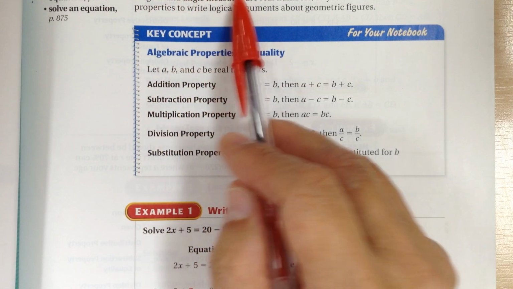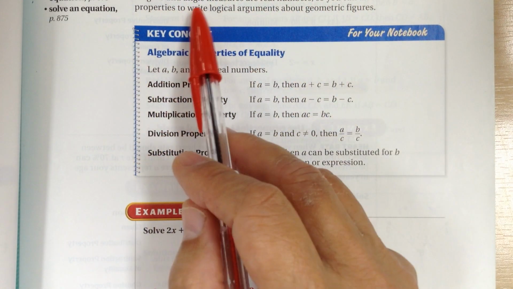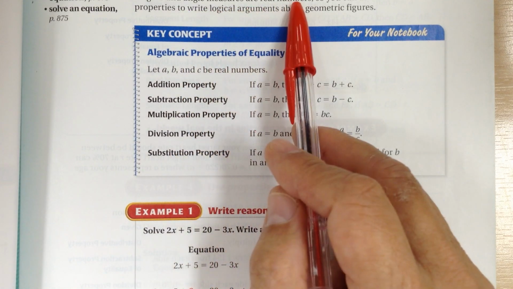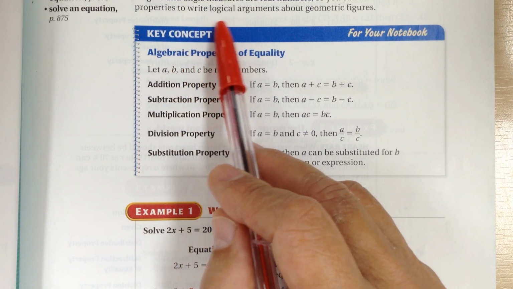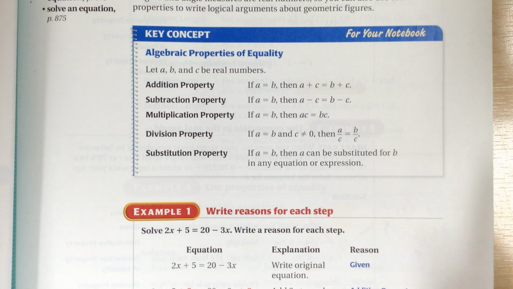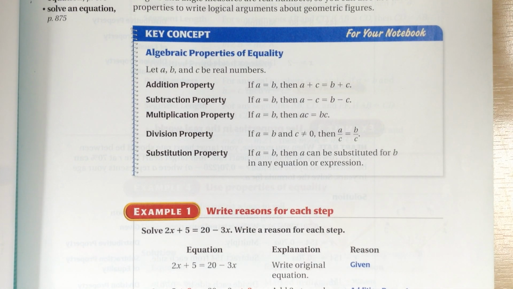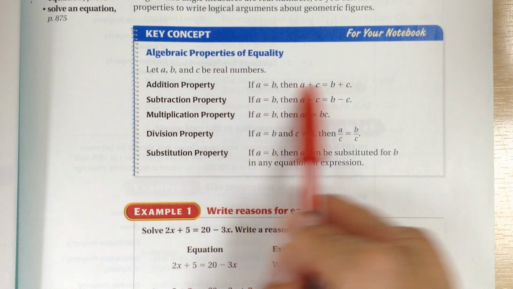It says, when you solve an equation, use properties of real numbers. Segment length and angle measure are real numbers. So you can also use these properties to write logical arguments about geometric figures. So whatever you know in algebra, you can also apply in geometry. In algebra, you deal with numbers, but in geometry, you deal with pictures. But you can work the same. So over here, let's look at some of the properties.